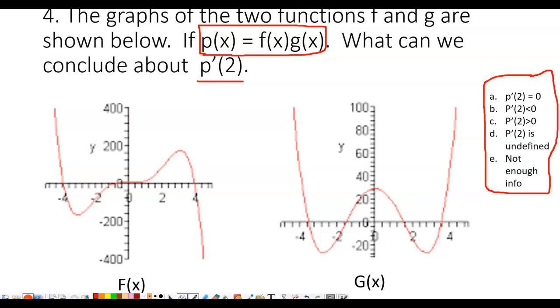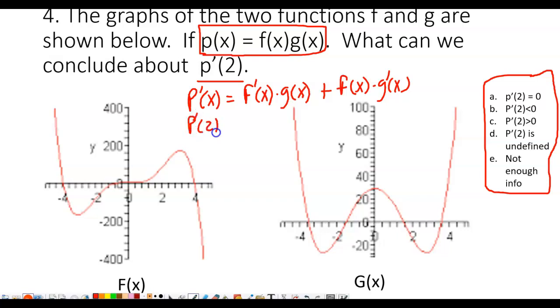So if I want to find p prime of 2, the first thing I want to do is take the derivative of p, which is going to be the product rule. So we're going to have the derivative of the first function times the other function plus the first function multiplied by the derivative of the second function. A prime b, a b prime, right? Now I want to find p prime of 2. So I'm going to plug in 2.